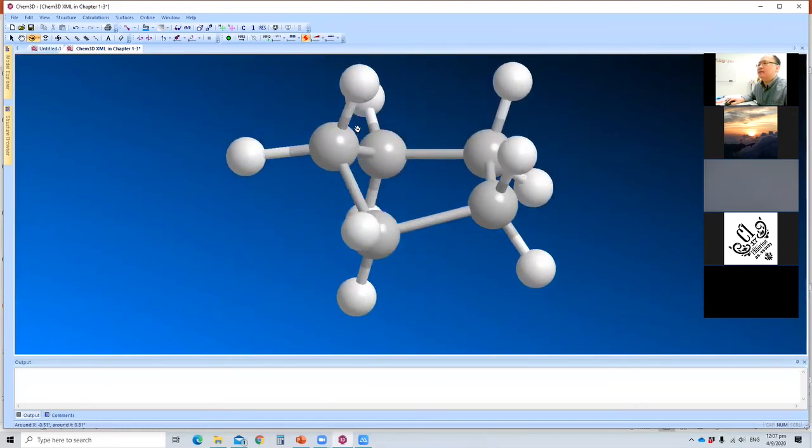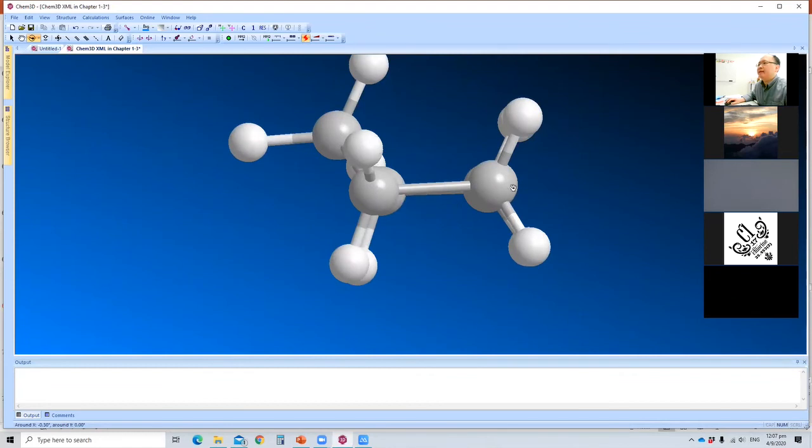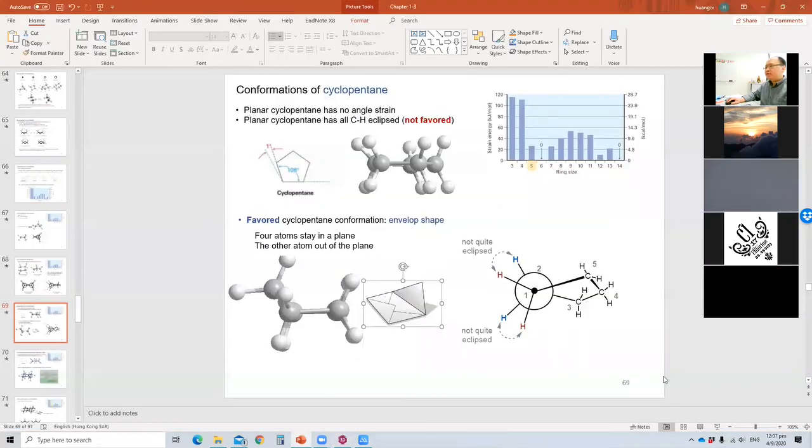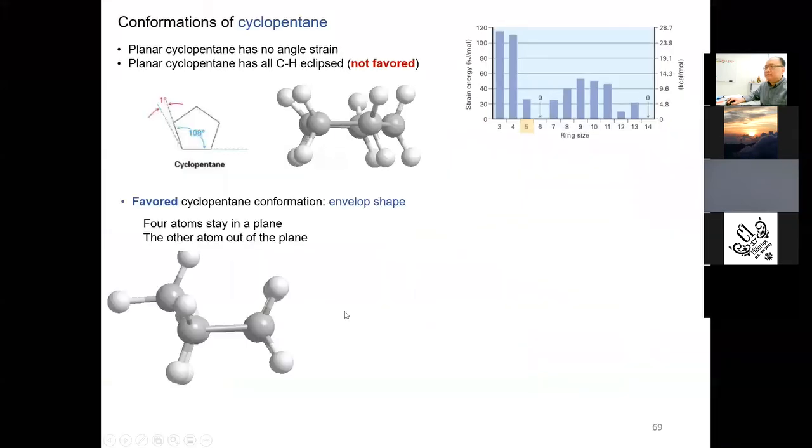So you can see it clearly, plane and out of plane. Why is it called the envelope? It's because the 4 corners of the envelope are on a plane, but this tip of the envelope is out of plane. So this is carbon 5, and this is 1, 2, 3, 4.